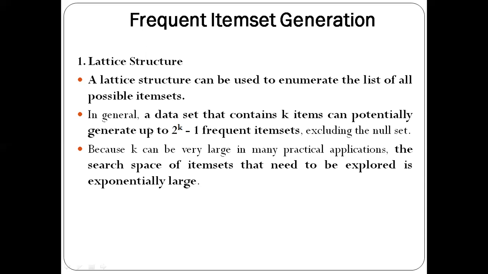Okay. So for example, if the k value is 3, then 2 raised to 3 minus 1, that is 8 minus 1, 7. So you'll be generating 7 frequent item sets. Suppose you have 4 items, then 2 raised to 4 minus 1 is nothing but 16 minus 1, that is 15 frequent item sets you'll be generating here. So like that, if the k value increases, then the number of frequent item sets generated is also going to increase.